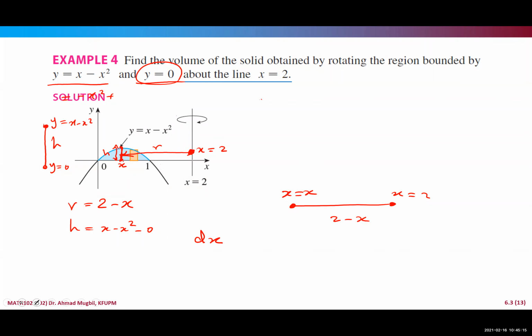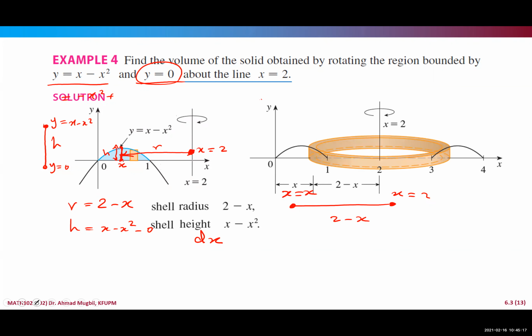In that case, the volume will be the integral of 2π times r times h dx, because it is with respect to x. Now, from where to where, shabab? Clearly, x starts at 0 and stops at 1. So the interval of integration is from 0 to 1, because we just find the intersection points, the x-intercepts, which are 0 and 1.